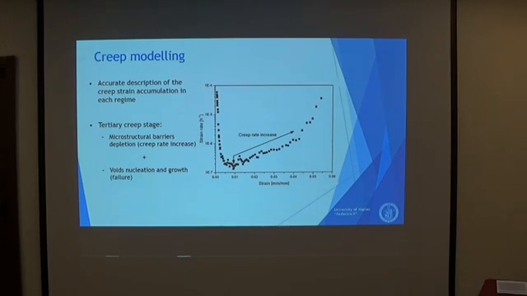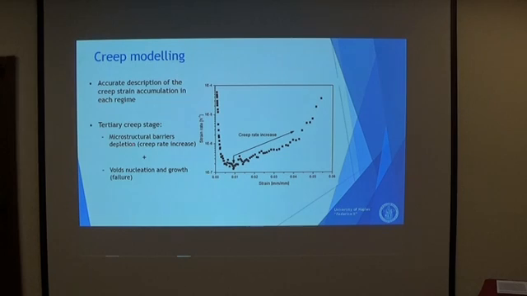Basically, we want to perform an accurate description of the creep strain accumulation in each regime: the primary creep stage, secondary creep stage, and tertiary creep stage. In particular, for the tertiary creep stage in that kind of materials, we have to distinguish two phenomena. Microstructurally, as we see here in the graph, there is a first creep rate increase due to microstructural barriers depletion that we can call damage, but it's a microstructural damage probably.